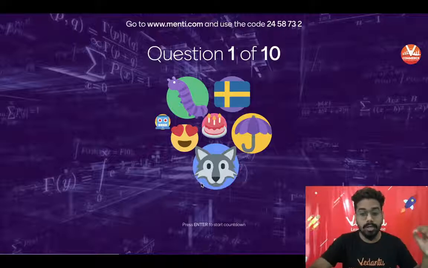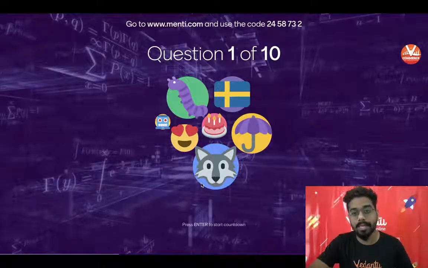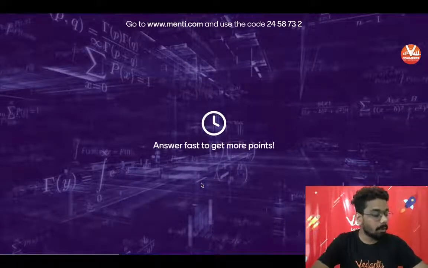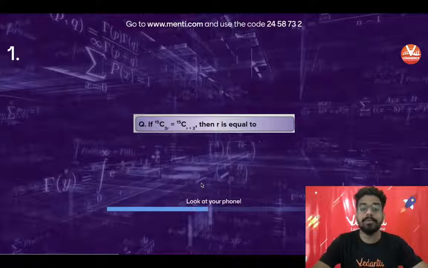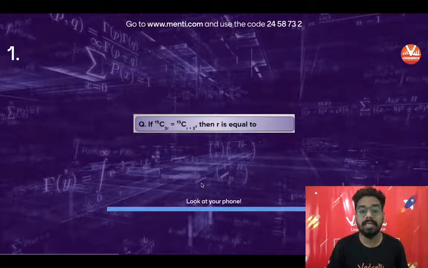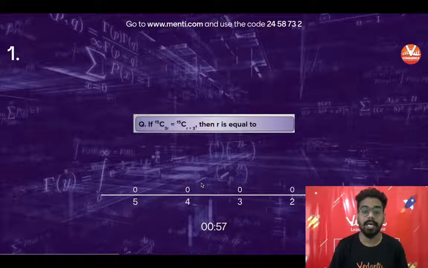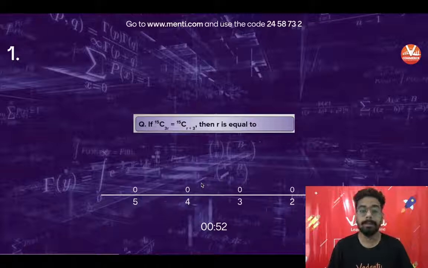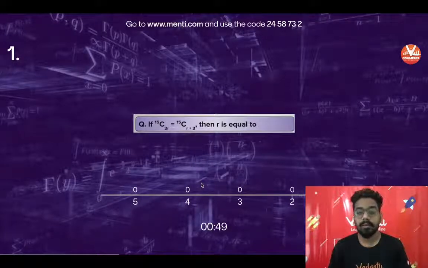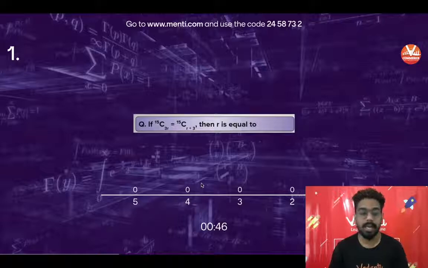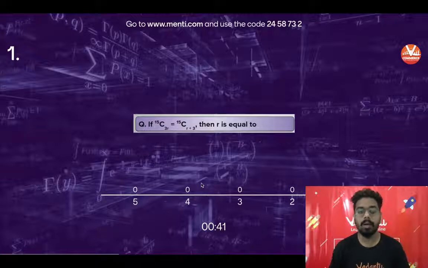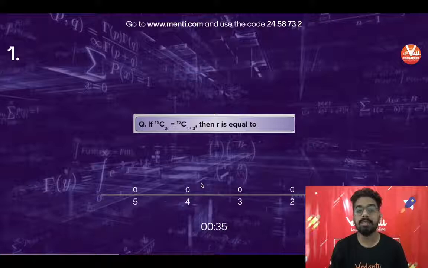So let's begin now. Question number 1 on your screen. Code is 2458732. Let's go. Question number 1. Okay, so I hope you guys are ready. 15C3R is equal to 15CR plus 3. Then the value of R is a very important concept from permutation combination factorial. Last 50 seconds, one person has answered this question. And it's a simple one. 15C3R is equal to 15CR plus 3.